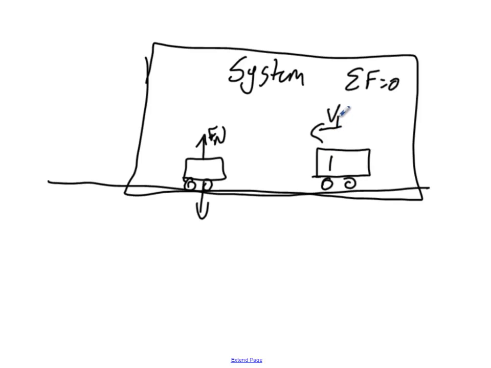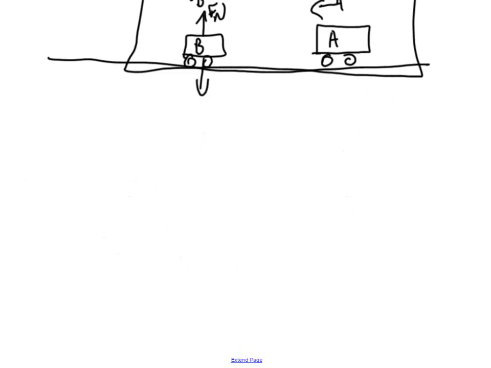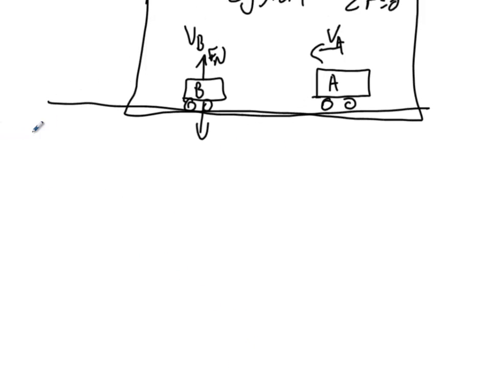Okay? Or maybe I'll say this A. This is cart A with initial velocity A. This over here is cart B, and it has initial velocity b, and then we have a collision. We don't really care about the collision. What we want to know is what happens after the collision.